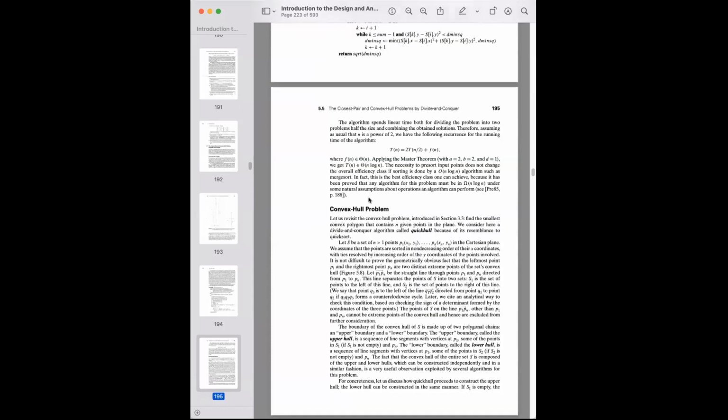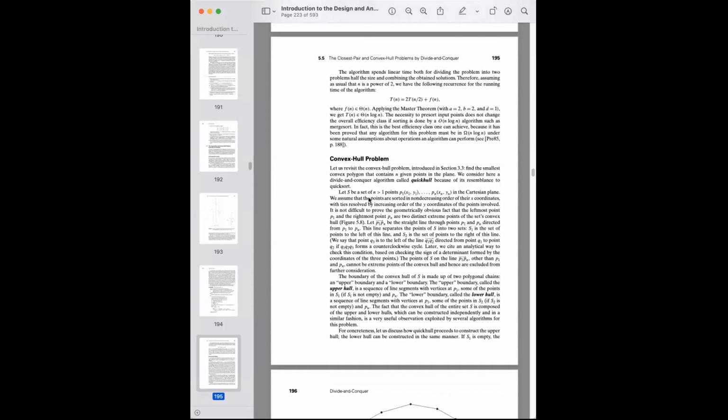Then the convex hull. Remember the convex hull, we're trying to get the lines that make the smallest containing shape, basically, I guess is the way you could say that, okay? So let's look at how this one's going to work.